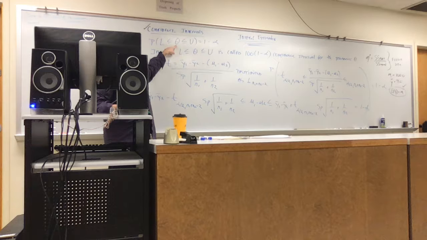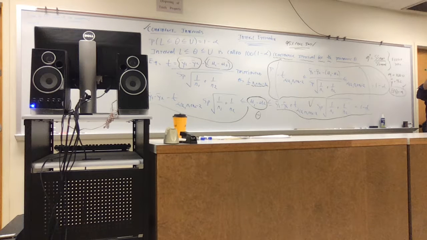So I'm going to compute a 95% interval, and I'm going to collect as much data as I can. What's going to happen to that interval? Is it going to be wide, or is it going to be narrow?